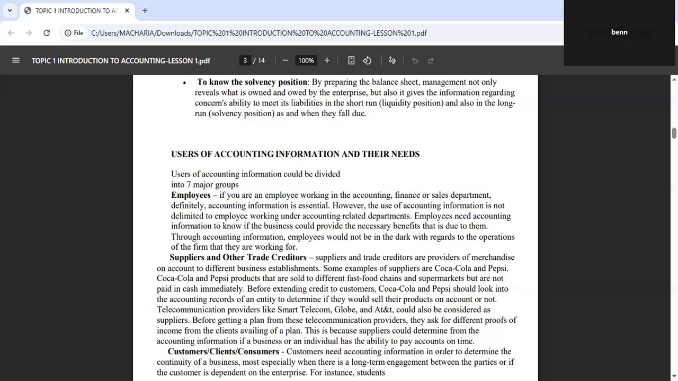Suppliers and other trade creditors, for them to lend and provide credit to the business organization, they require accounting information for solid decision making. Suppliers and trade creditors are provided with this information so that they are able to make good judgment.